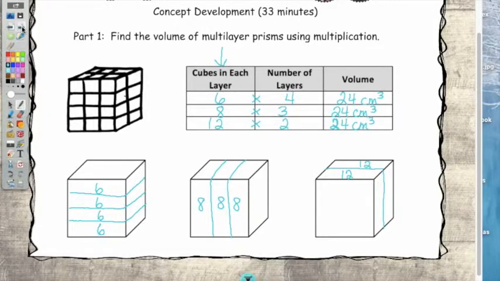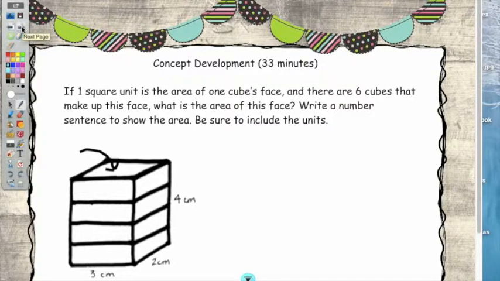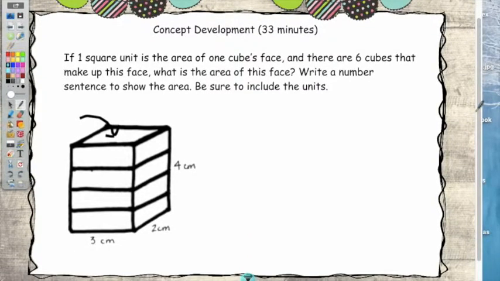So let's take a look at it. Here's the first one. It says, if 1 square unit is the area, that's a pretty important word right there, of one cube's face, and there are 6 cubes that make up this face, what is the area of this face? Write a number sentence to show the area. Be sure to include the units. Okay, so they just told us that there are 6 cubes that make up this face. So we're just talking the top of it. Just visualize the top of it. That's the area of the top.